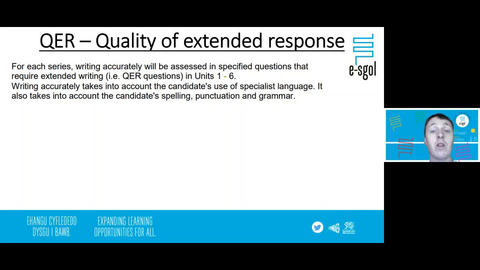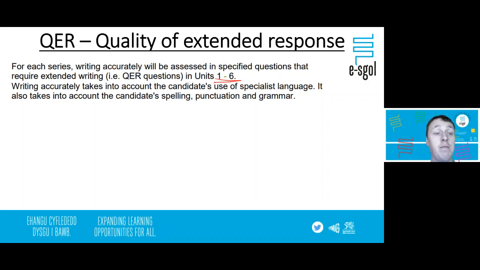So QER stands for the quality of extended response, and taken directly from the WJEC specification, you can see that for each series, so this includes biology and chemistry, there will be an assessment for QER where they'll assess writing accurately in specific questions that require extended writing. This goes from double award, units 1 to 6, or if you're doing standalone physics, chemistry and biology, it counts for both units there, so year 10 and year 11.